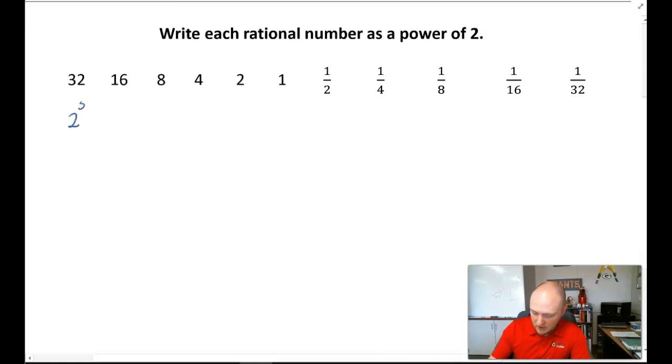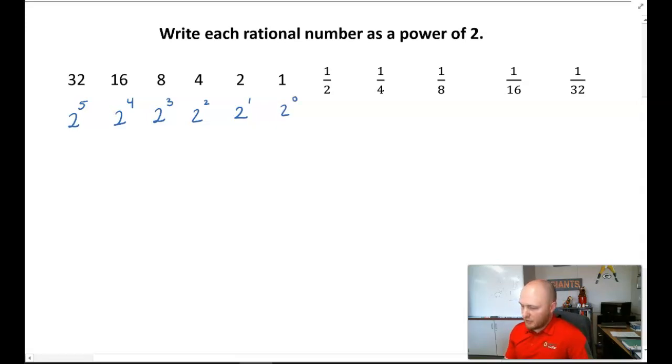That's 2 to the power of 5. 16. 2 to the power of 4. Be careful. The trap there was 16. We see 16, we automatically think, hey, that's 4 squared. Right? That's 2 to the 4th. 8. This is 2 cubed. 4. 2 squared. 2. Well, that's just 2 to the 1st itself. And then 1. 2 to the power of 0.